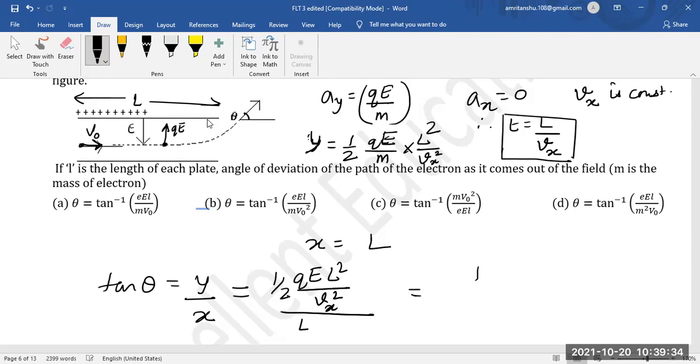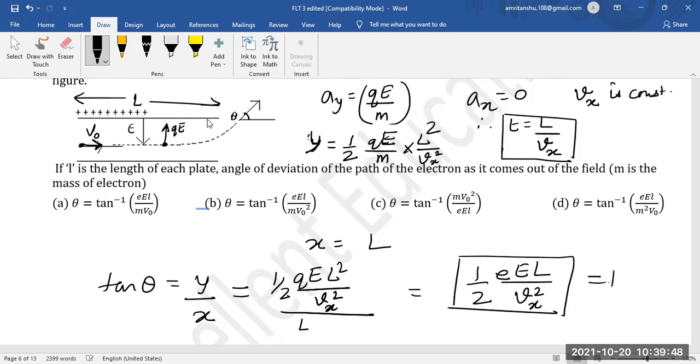So which happens to be half e E L upon m vx square. This is going to be tan theta. So theta is tan inverse of this whole value. So tan inverse of half e E L upon m vx square. Just a second.